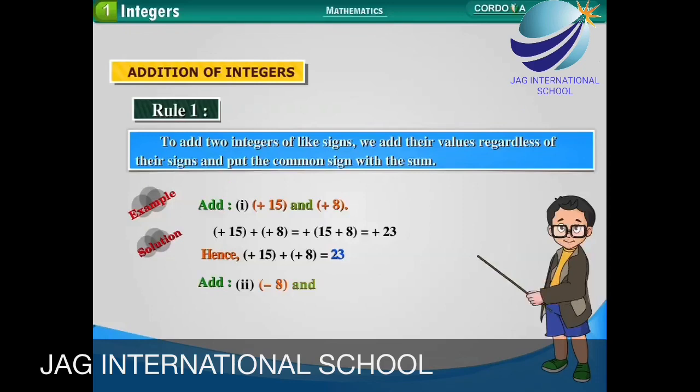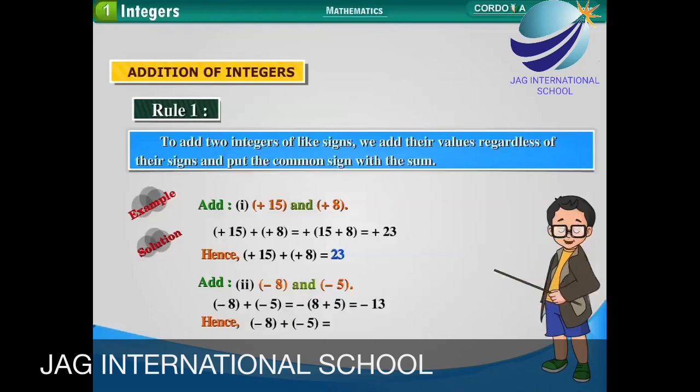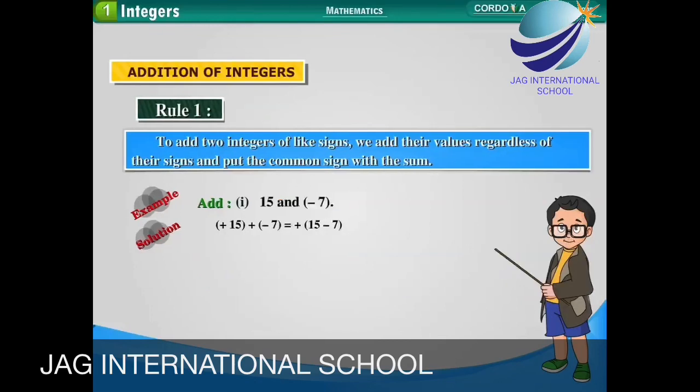Add -8 and -5. -8 plus -5 is equal to -(8 plus 5), which is equal to -13. Hence, -8 plus -5 is equal to -13.